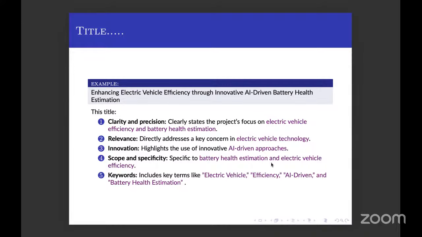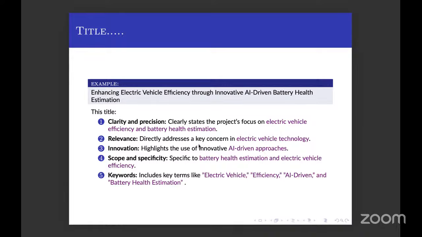I'm not doing state of charge estimation. I'm not doing any other things and I'm not doing any drive cycles. I'm only doing battery health estimation and electric vehicle efficiency. So what are the keywords? Keywords are electric vehicle, everyone knows it. Efficiency is a keyword, AI-driven is a keyword, battery health estimation is a keyword. So all these things are very clear.